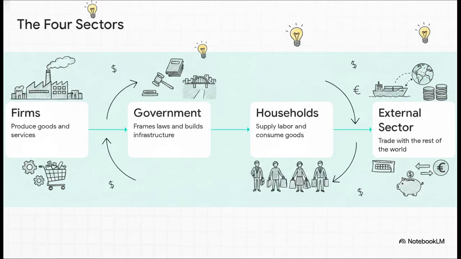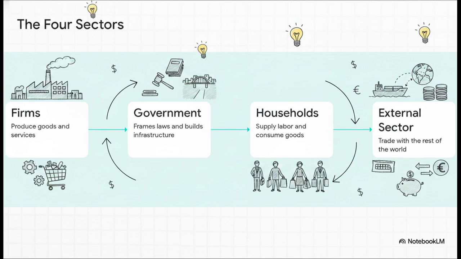Let's quickly map out how they all connect. First up, firms. These are the capitalist enterprises actually producing the goods and services. Second, the government. This is the state. It frames the laws, collects taxes, and builds public infrastructure, like schools and roads.